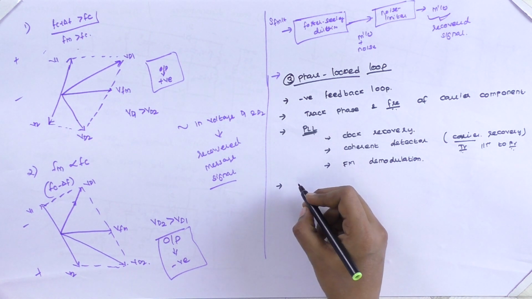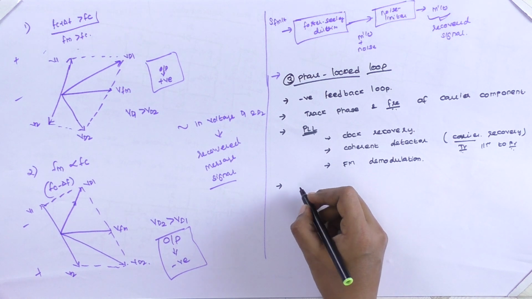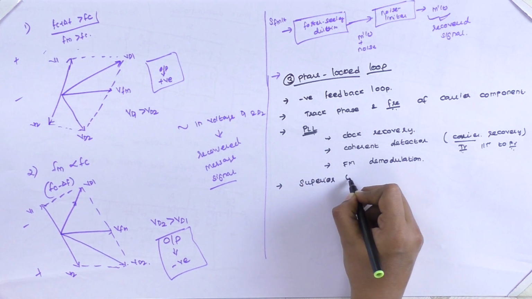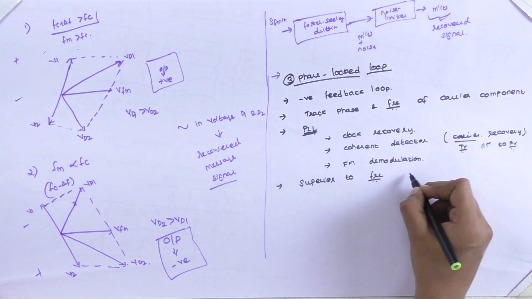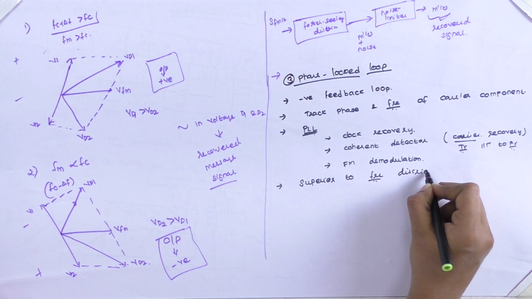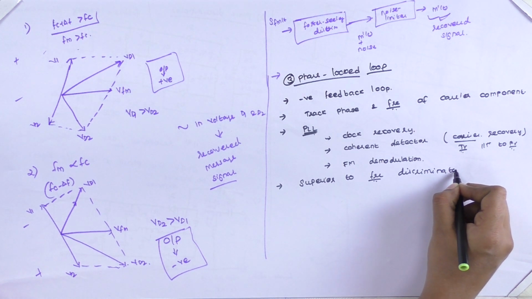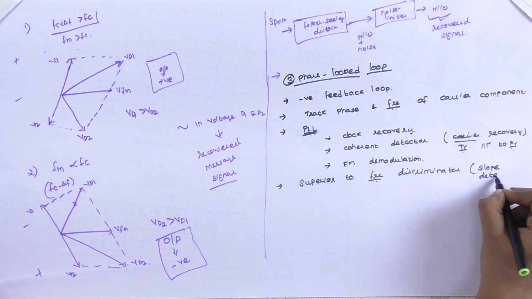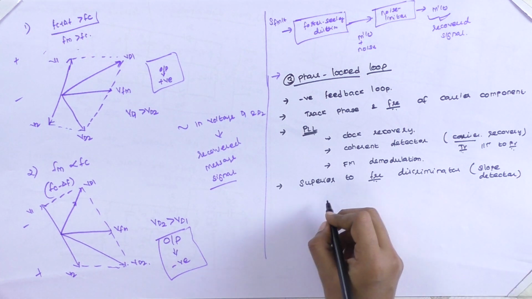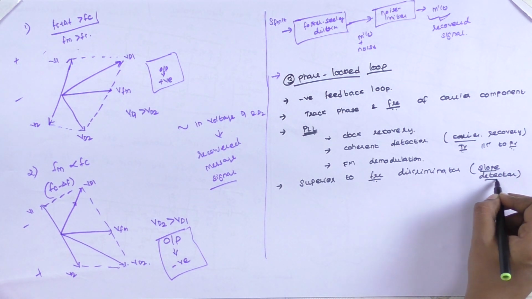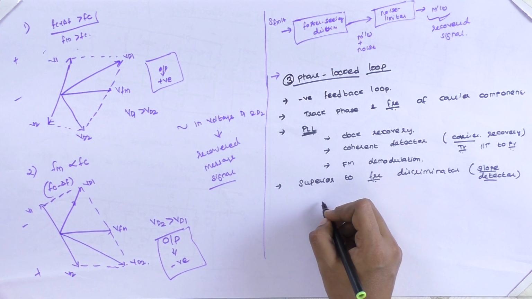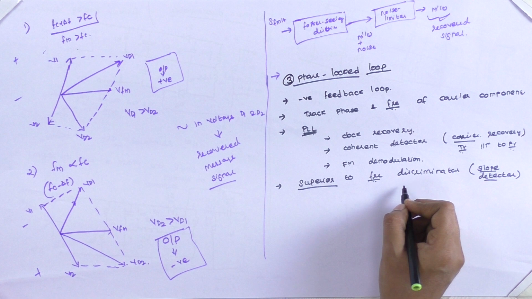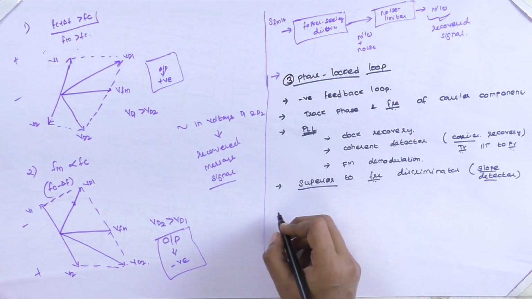In the presence of large noise and low signal power, the PLL is superior to the frequency discriminator. The frequency discriminator is what we referred to as the slope detector, which we have seen in the last video lecture. Because in a slope detector we have large noise as well as low signal power, this PLL is superior as compared to the frequency discriminator.